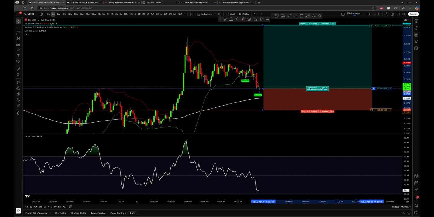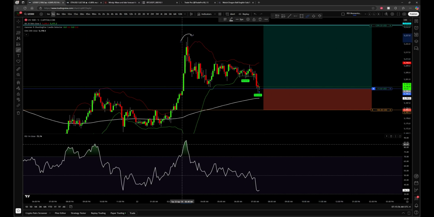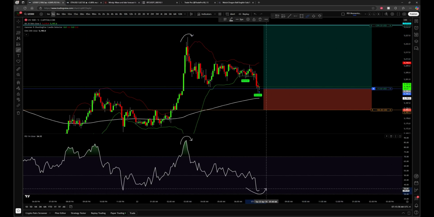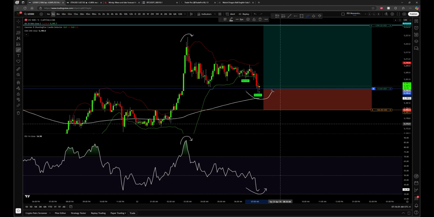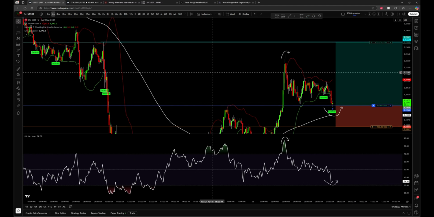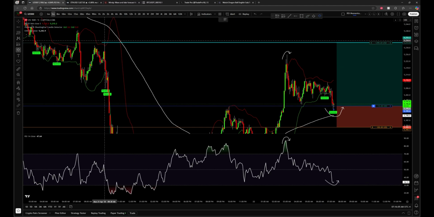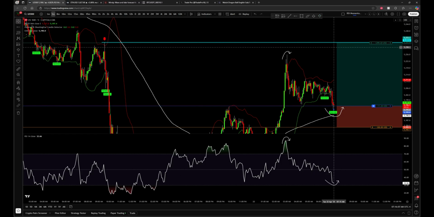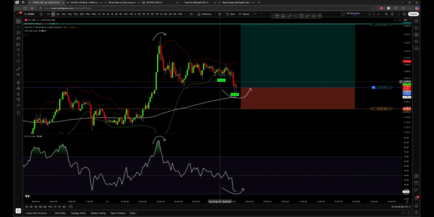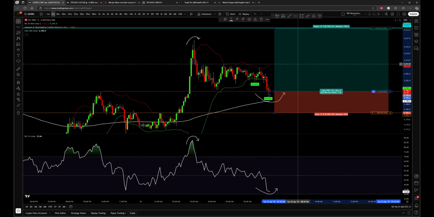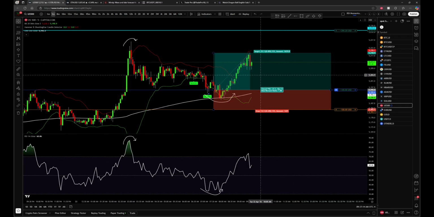All right, now US 500. So you can see we have a pullback after strong momentum to the upside and then resetting RSI below that 50 line. We had the hammer candle, the pullback into the lower Bollinger Bands, and then targeting next untapped highs. So we'll see if this one pans out or not.